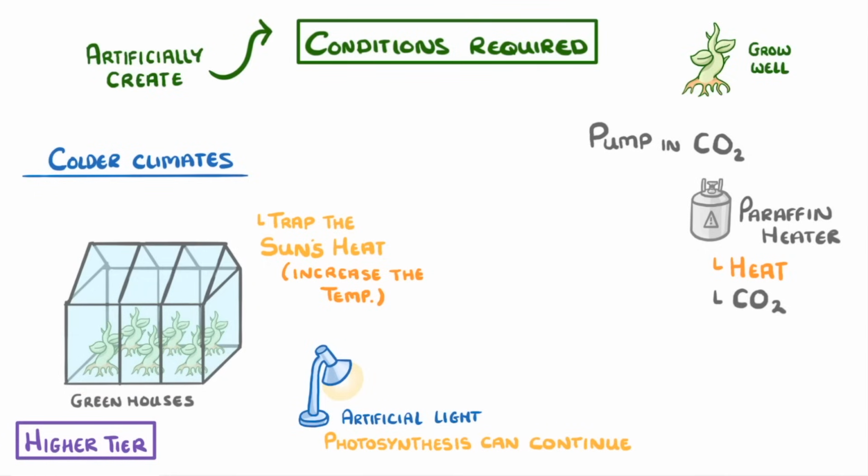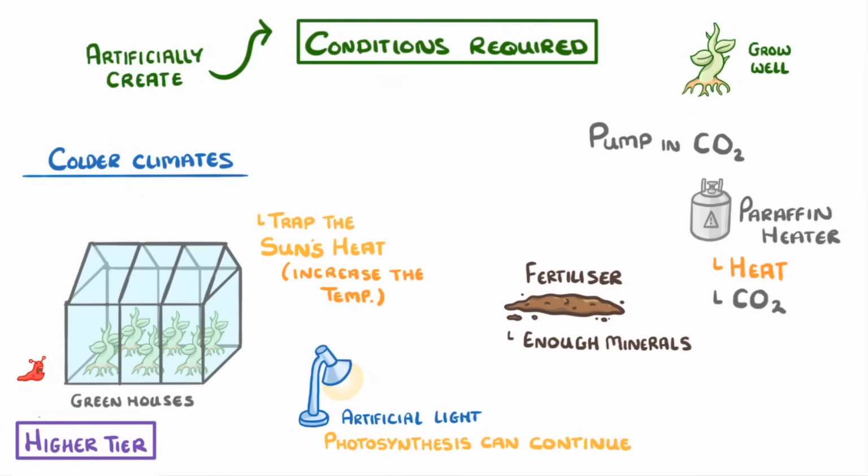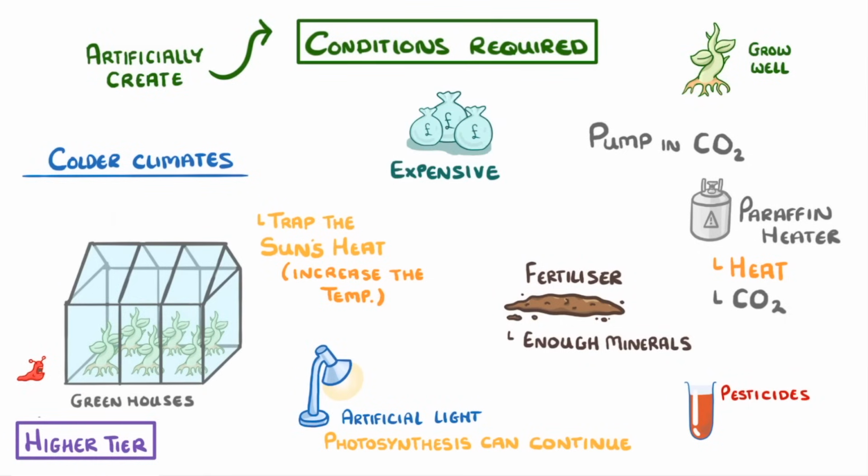Another benefit of greenhouses is that they're enclosed, so pests and pathogens can't get to the plants as easily. In addition to all of this, farmers may also use fertilizers to ensure that the plants have enough essential minerals, and pesticides that kill any unwanted bugs. As you can imagine though, everything that we've discussed here can cost a lot of money. So farmers are going to have to weigh up this extra cost versus the extra yield that they'll hopefully get from their crops.